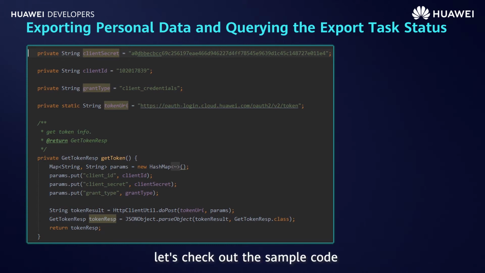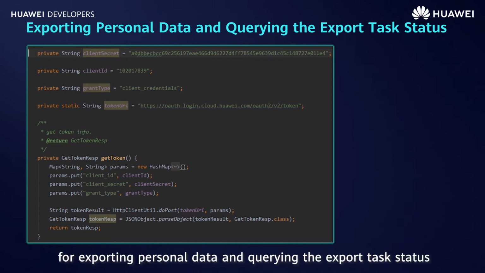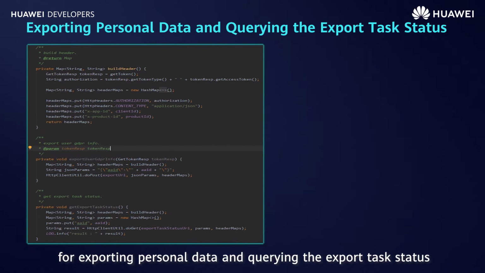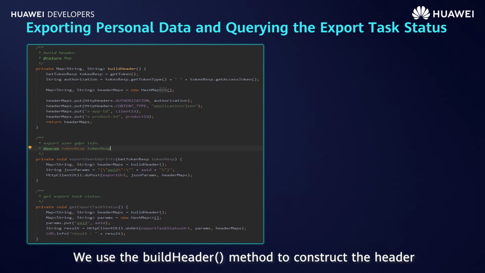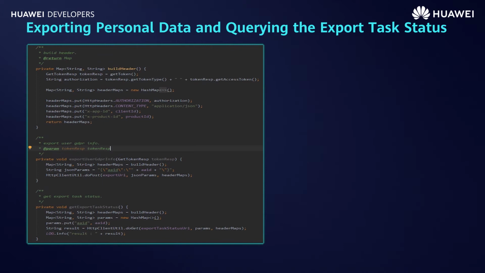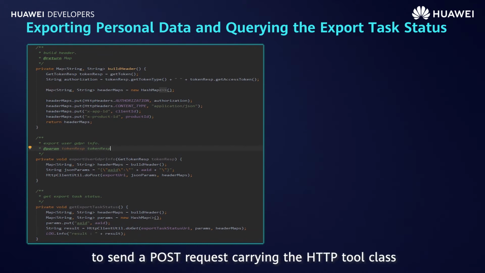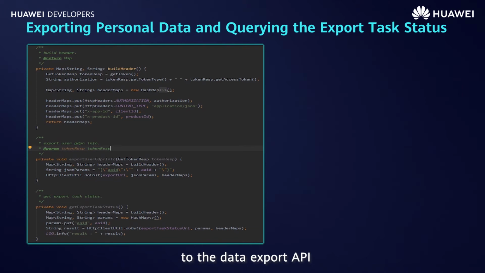Now, let's check out the sample code for exporting personal data and querying the export task status. First, the data export API. We use the buildHeader method to construct the header of the HTTP request. The header contains 3 fields: authorization obtained in the previous step and the product ID and app ID of your app. After the header is constructed, we use the exportUserGDPRInfo method to send a POST request carrying the HTTP2 class to the data export API.